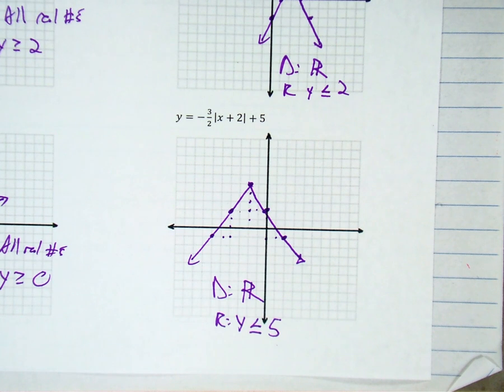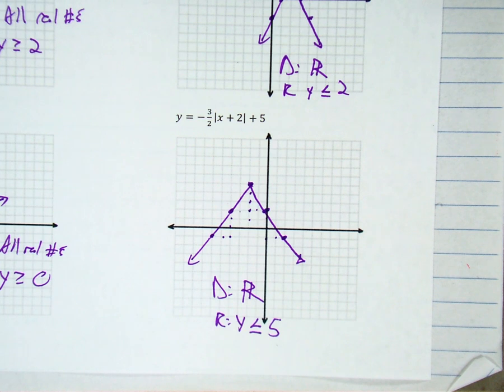Okay? So domain is going to always be those all real numbers. If you want to use the fancy R, that's fine. If you want to write it out, also fine. Okay, the range is the one you got to watch out for, and it's always going to be related to the y coordinate of your vertex or the corner.